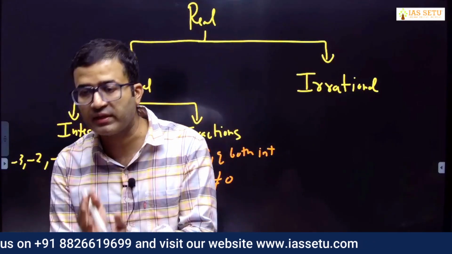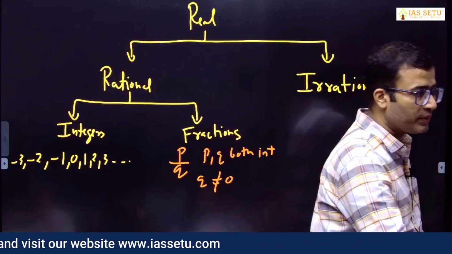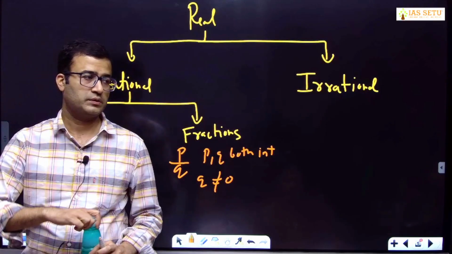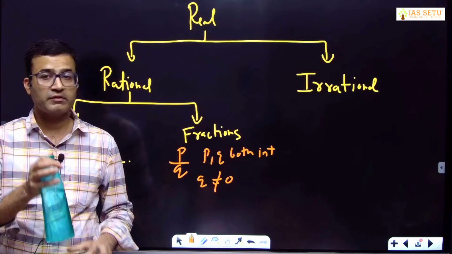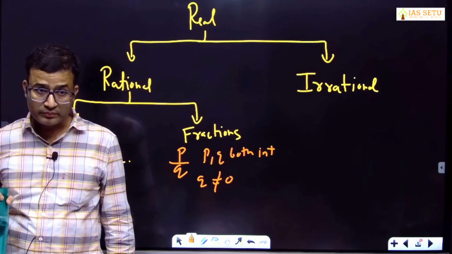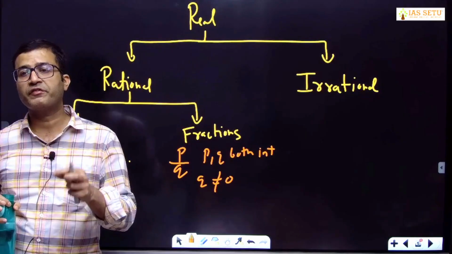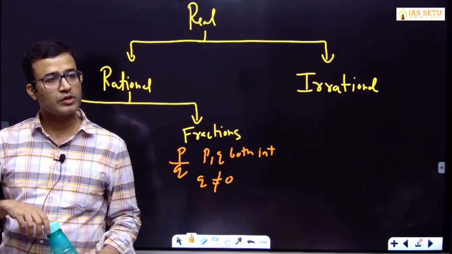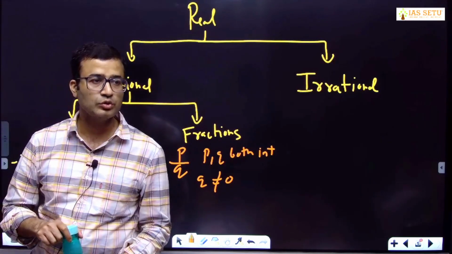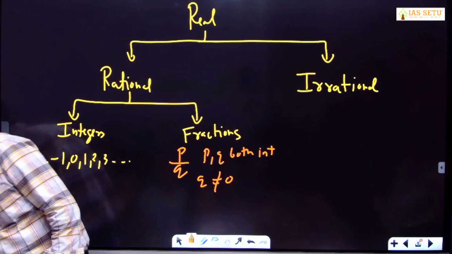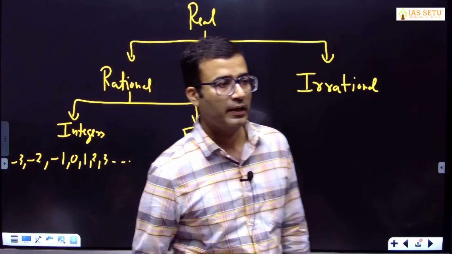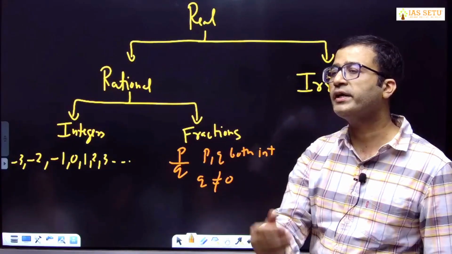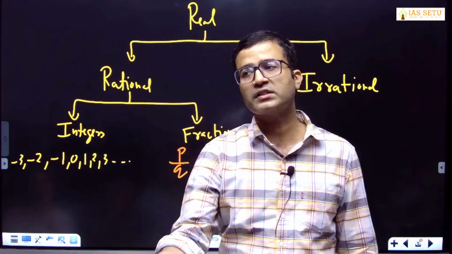Rational की definition यही बोली ना मैंने, can be expressed in the form of P by Q, where P and Q both integers, Q is not equal to 0. Any one of you? How come fractions are different from rational numbers? Although fraction is a subset of rational numbers, fraction जो है वो rational का ही बच्चा है. There are two subsets of rational numbers, integers and fractions. But what is the difference? Fractions, even rational numbers can also be negative.